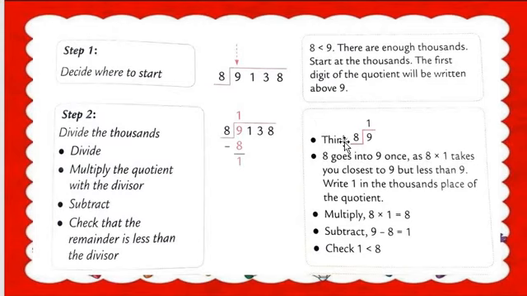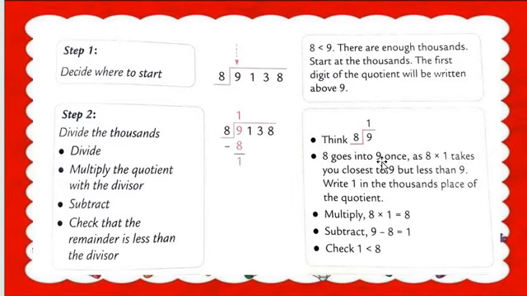Then after, think 8 into 9. 8 goes into 9 one time, as 8 multiplied by 1 takes you closest to 9 but less than 9. Understood? Understood all students?